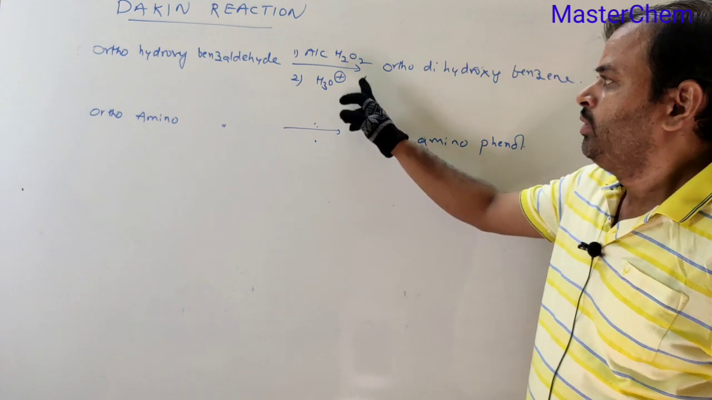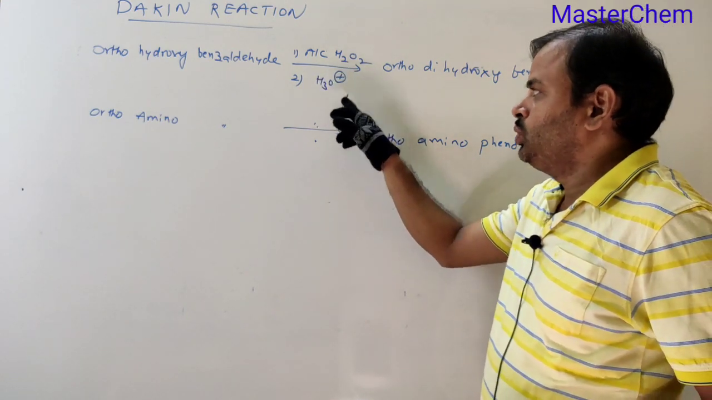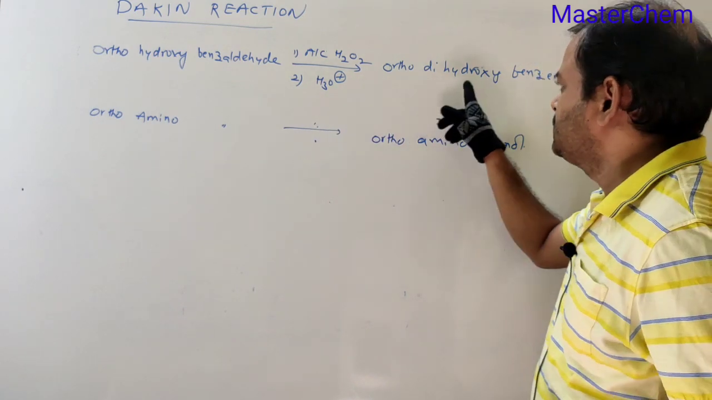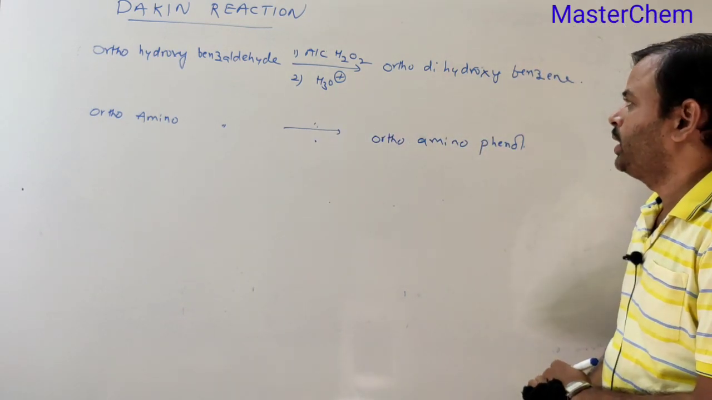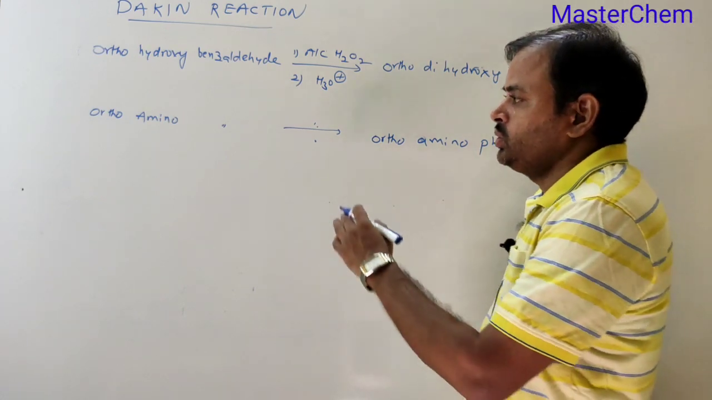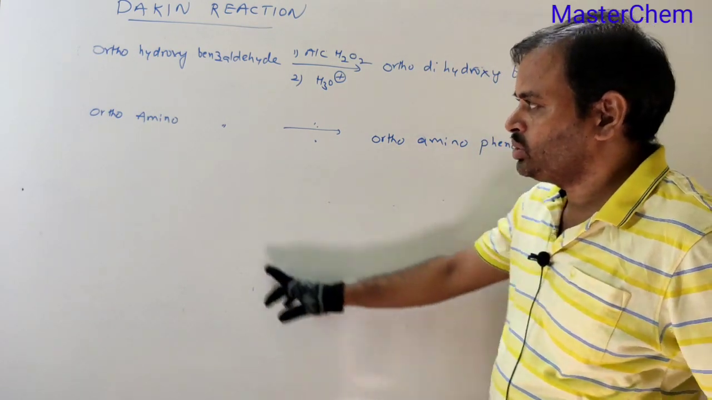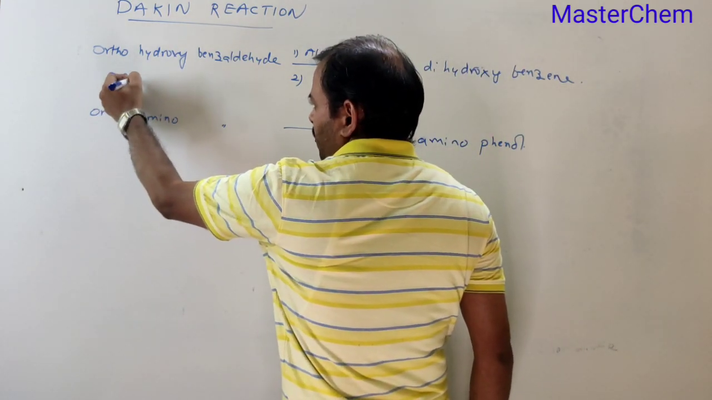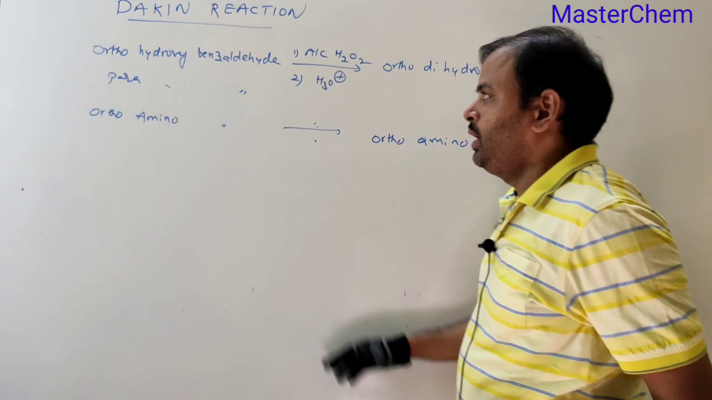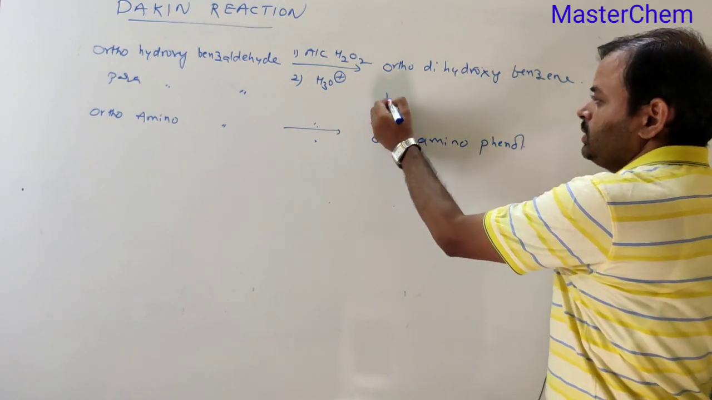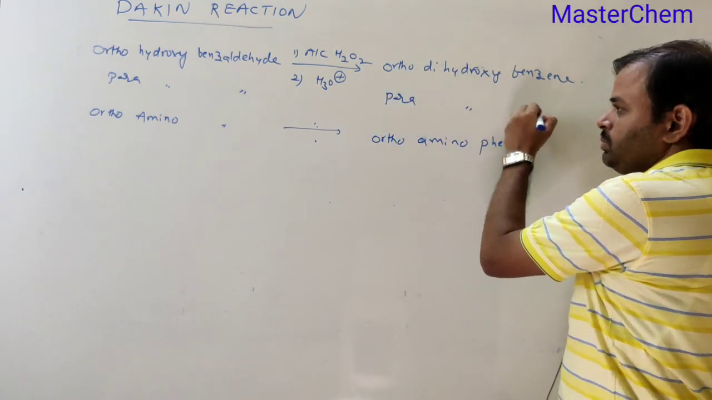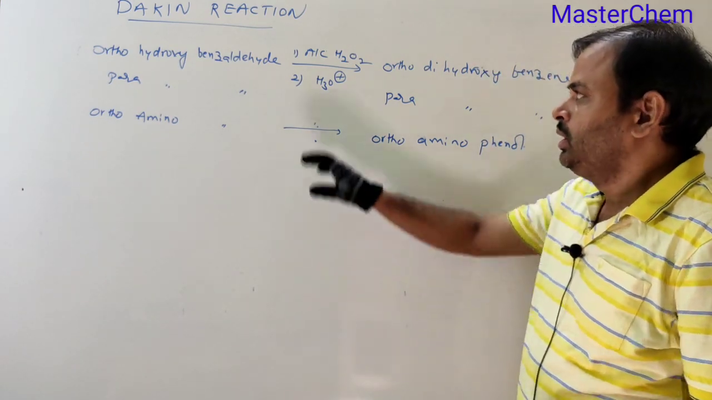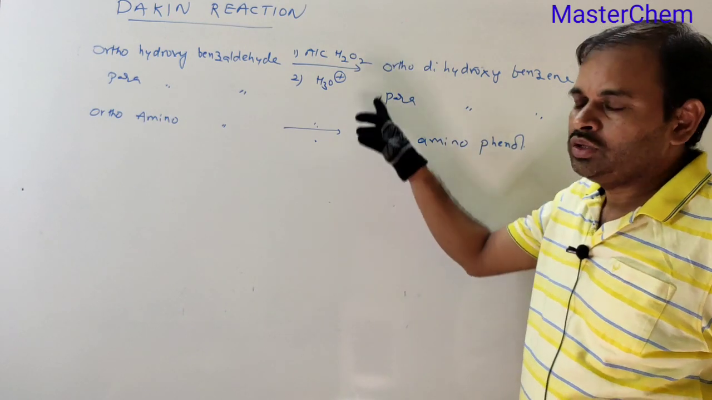Ortho-hydroxybenzaldehyde with alkaline H2O2, followed by hydrolysis, forms ortho-dihydroxybenzene. This is called the Dakin reaction. Not only the ortho compound, para-hydroxybenzaldehyde under the same conditions gives para-dihydroxybenzene. So ortho and para hydroxybenzaldehydes react in the presence of alkaline H2O2.